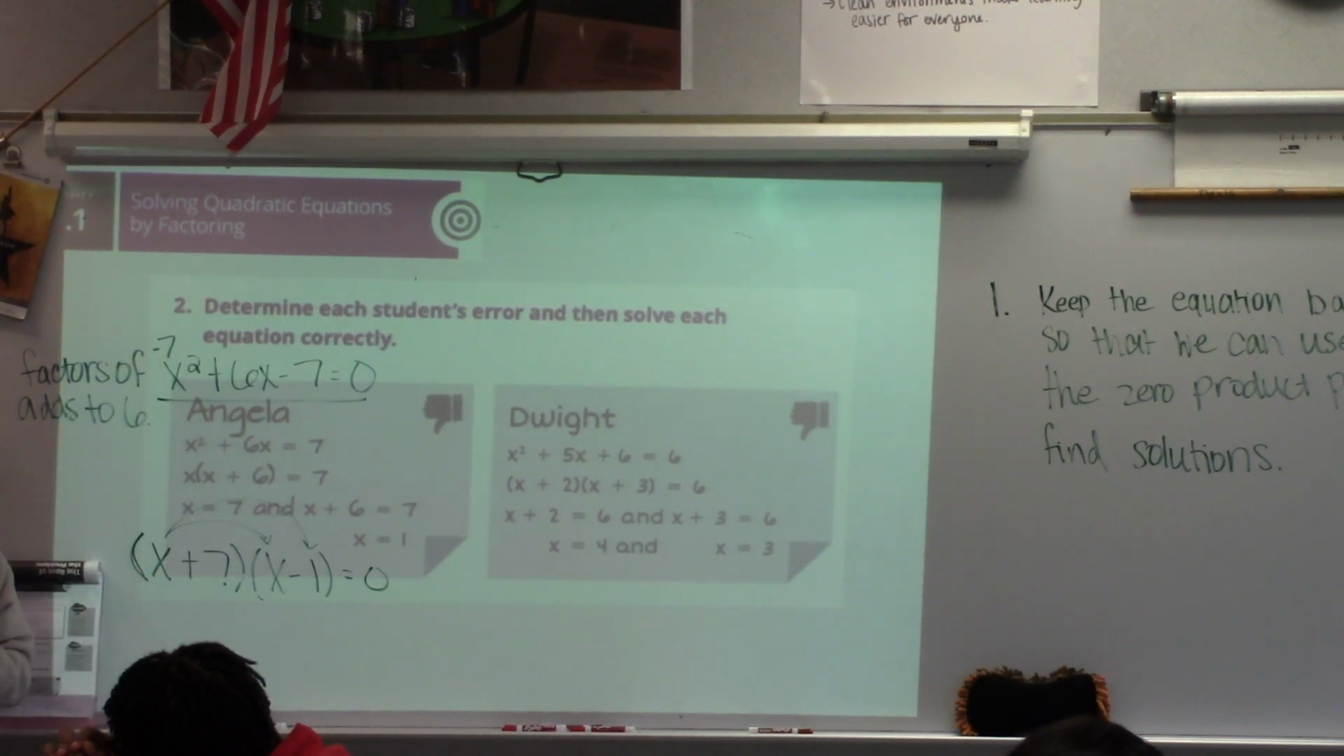So now I'm looking for values. That's why we're using that AC method, to look for those values that meet those requirements.